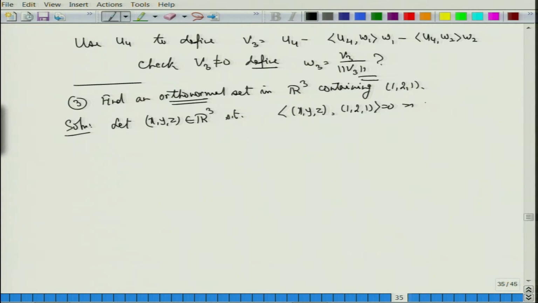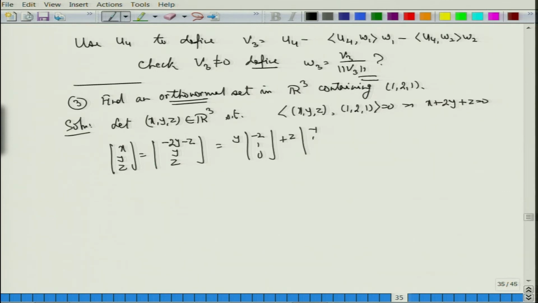So, this gives me that x plus 2y plus z is 0. Therefore, if I write the vector (x, y, z), this is the same as (minus 2y minus z, y, z), which is the same as y times (minus 2, 1, 0) plus z times (minus 1, 0, 1), fine.